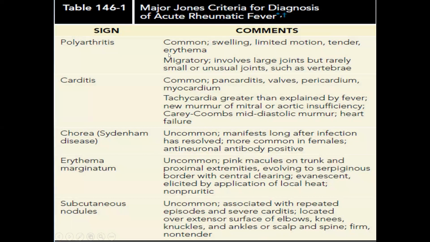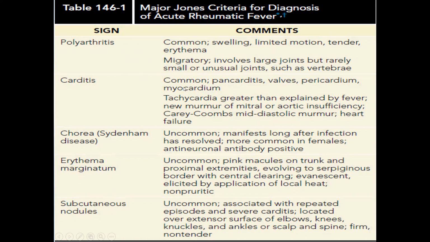So major Jones criteria for diagnosis of acute rheumatic fever include polyarthritis, carditis, chorea, erythema marginatum, and subcutaneous nodules. Polyarthritis is common. It's swelling with limited motion of joints, and the joints are tender and erythematous. It is migratory, usually involves large joints, but rarely small or unusual joints such as the vertebra can also be affected.